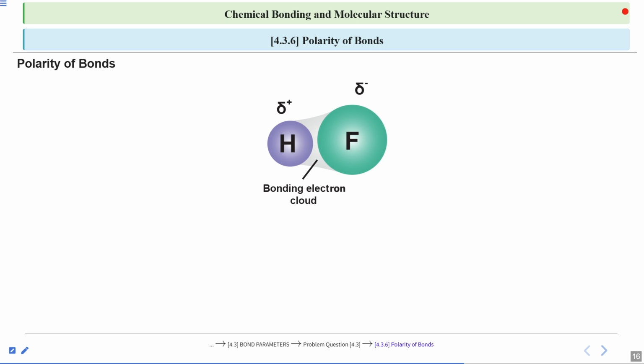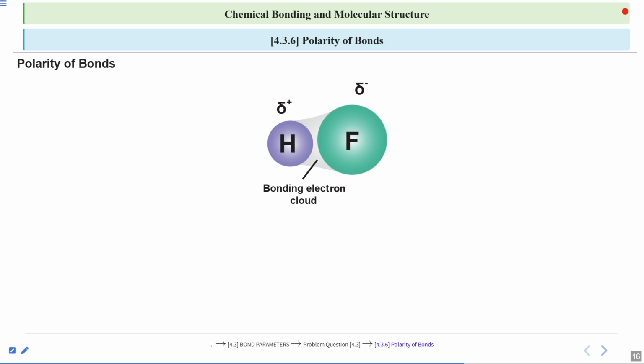Why is it attracted? We know the property of electronegativity, that whenever two atoms are bonded and they have different electronegativity, then the more electronegative one will attract the shared pair towards itself. Therefore, the electron cloud will be more on the fluorine as compared to the hydrogen. As a result, a delta negative charge will develop on fluorine, whereas a delta positive charge will develop on hydrogen. Is it clear?